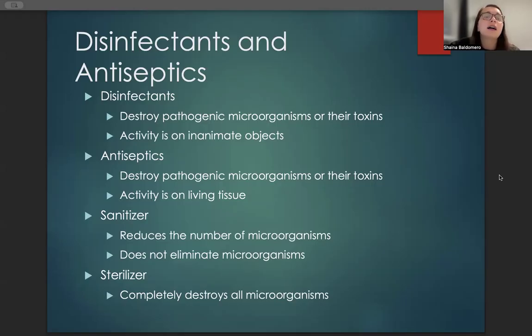So a disinfectant will destroy pathogenic microorganisms and their toxins. A disinfectant is what we use on an inanimate object. So, for example, I would disinfect the exam table. I would disinfect the cage, right? That's an inanimate object. Versus an antiseptic, it's going to do the same thing as a disinfectant. It's going to destroy pathogenic microorganisms and their toxins, but we use an antiseptic on living tissue. So you would use it on an animate object.